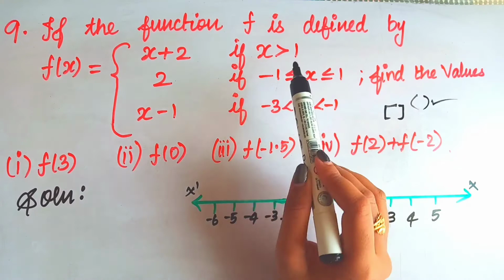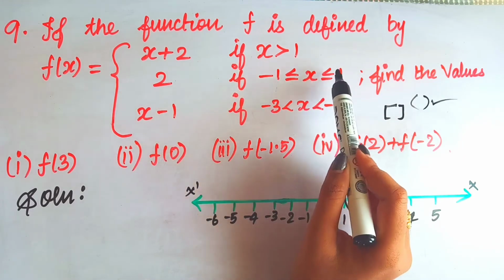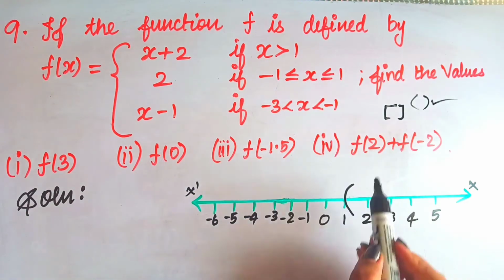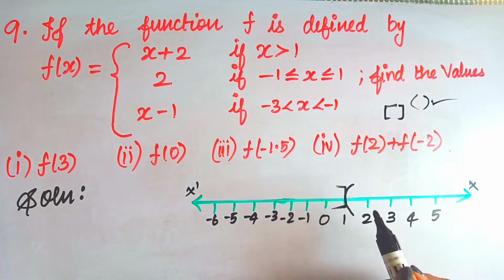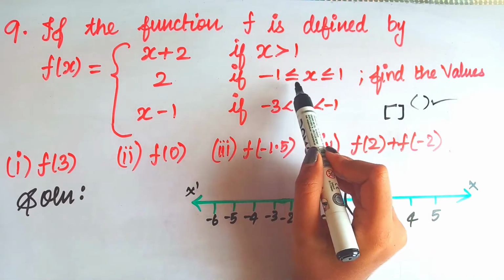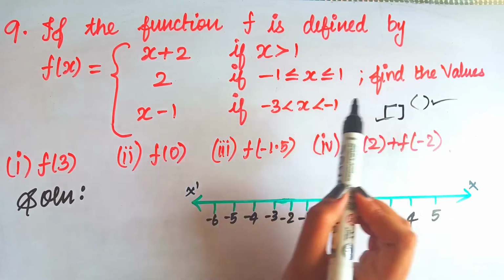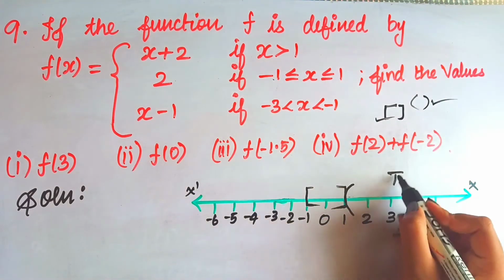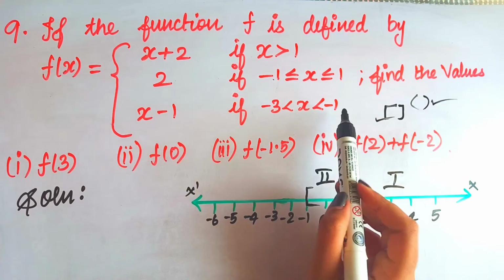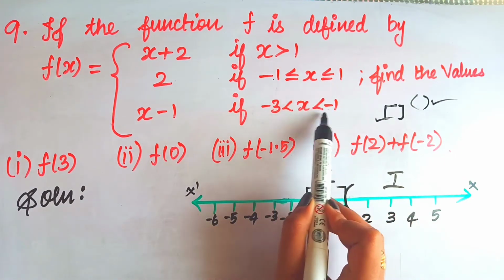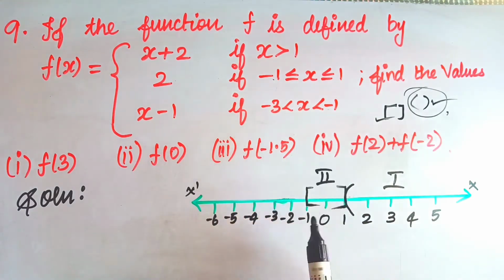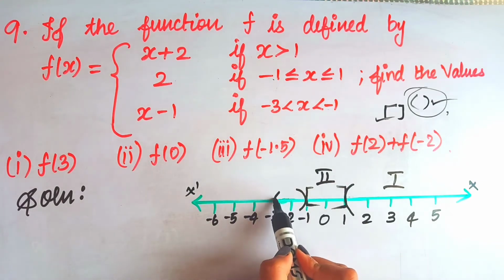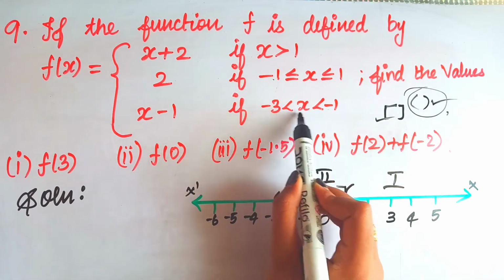So the next interval is minus 1 less than or equal to x less than or equal to 1. Here you can see the equal sign, right? So you have to include 1. So from 1, it will be a closed bracket since there is an equal sign here. It's less than or equal to, so you have to use this bracket. So from 1 to minus 1, here it's minus 1, so you have to do it like this. So this is our first interval, this is our second interval, and the final interval is x less than minus 1. There is no equal sign, so you have to use this interval. So from minus 1 there it will be an open bracket to minus 3. So here it will again be an open bracket since there is no equal sign.